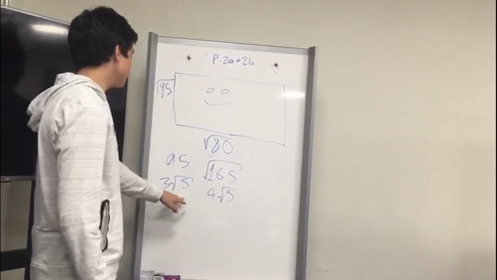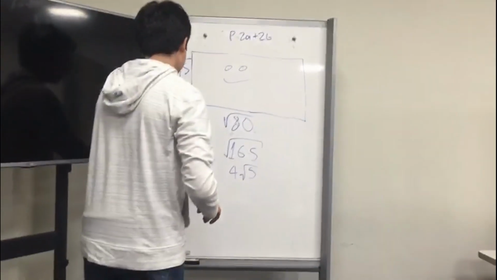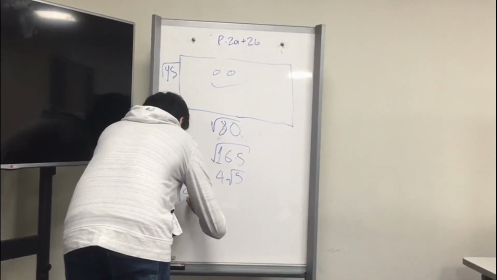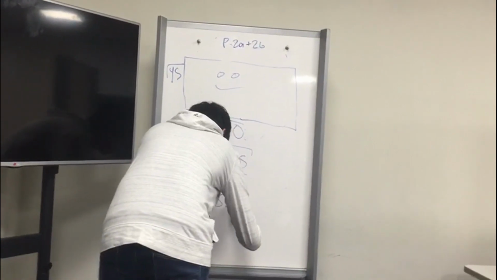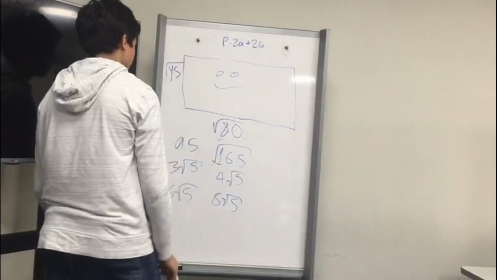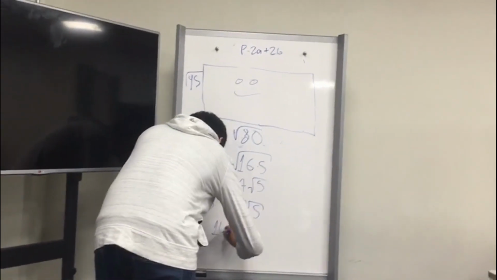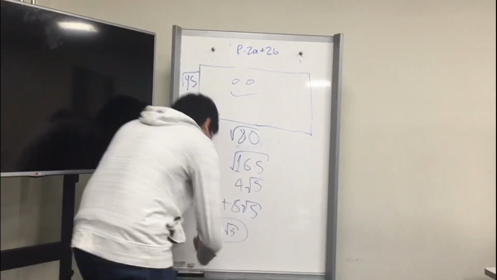Now that we have the same indexes, we're going to multiply them. 3 times 2 is 6 times square root of 5. 4 times 2 is 8 times square root of 5. So now that we have them multiplied, we add them. And like that, we know that the perimeter of the shape is 14 times square root of 5.